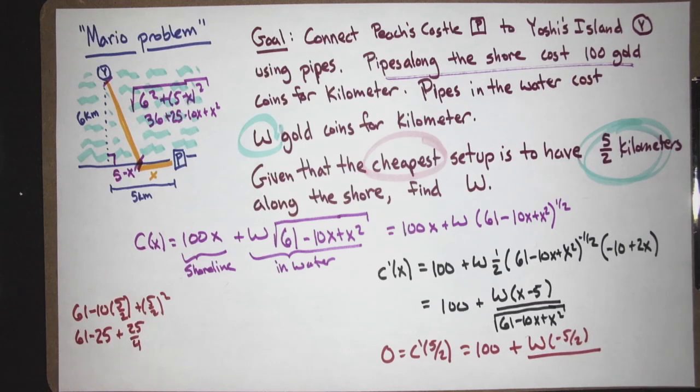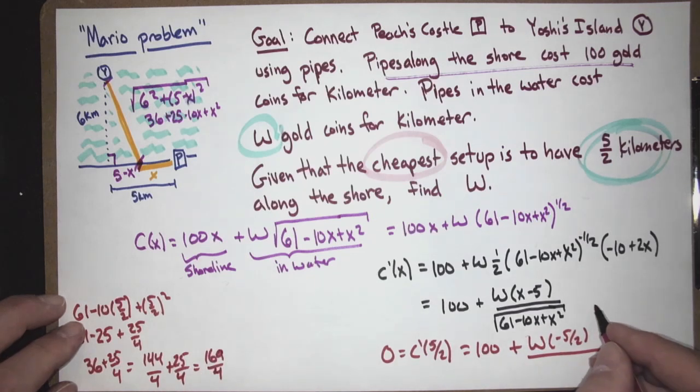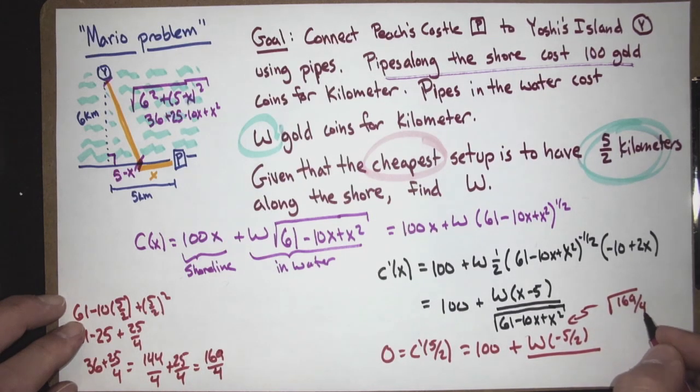61 subtract 25? 36. So this is 36 plus 25 over 4. Does that look familiar yet? Don't worry, common denominator. 36 is also something over 4. 144 over 4. 144 over 4 plus 25 over 4 is 169 over 4. So that's what's underneath the square root. Now, what is the square root of 169 over 4? 13 over 2.